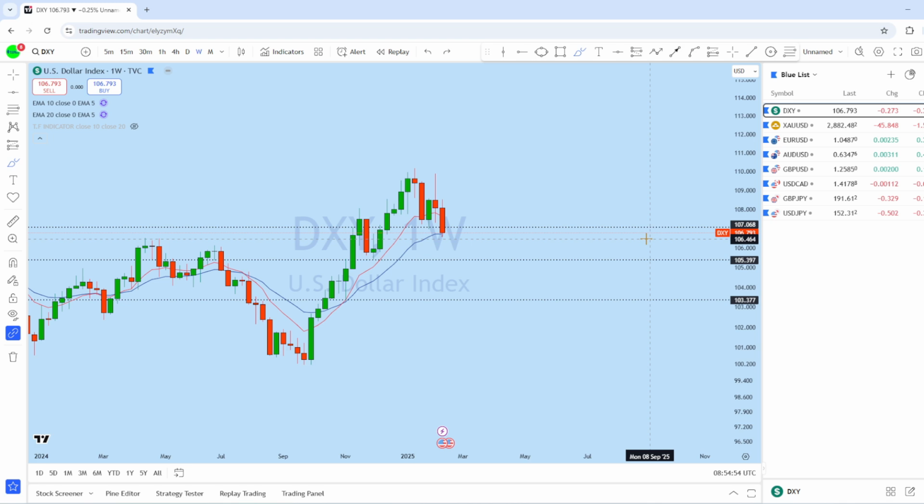We'll do a full multi-time frame analysis from A to Z. Traders, make sure you stick till the end to see all other instruments as well, including XAU USD, Euro Dollar, AUD USD, GBP USD, Dollar CAD, GBP JPY, and Dollar Yen. We'll be looking at them one by one to see where you can find trading opportunities in this upcoming week.